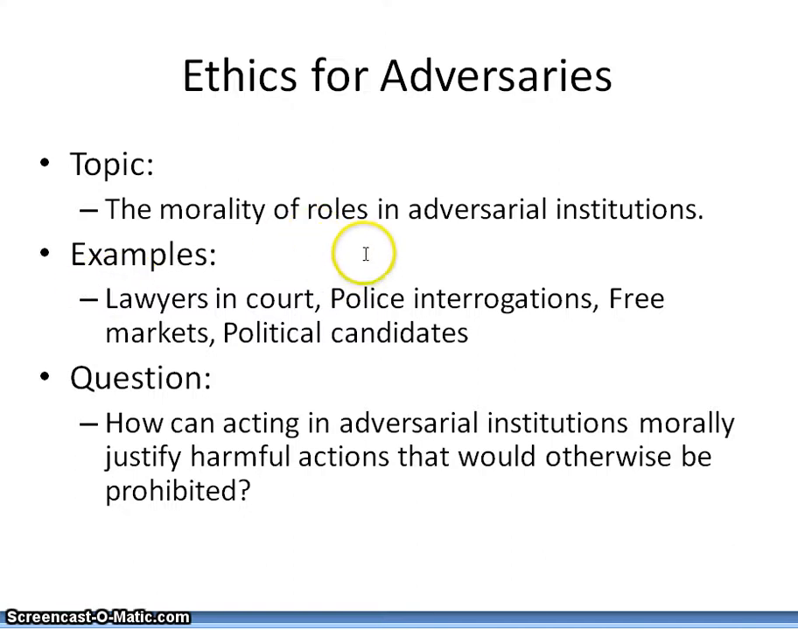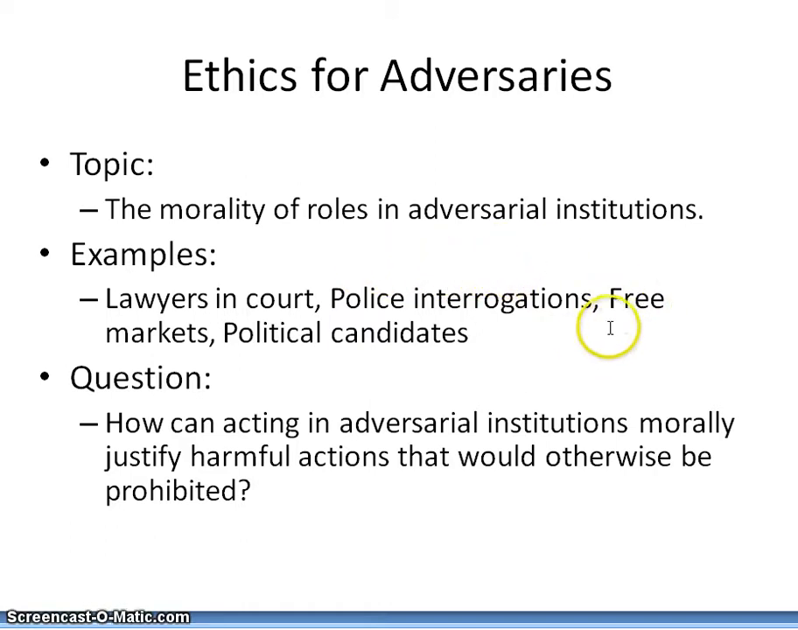Police interrogations, another example. They have a person, they're questioning the person. The police are allowed to lie in order to secure either a confession or just get information out of the person they're interrogating. So again, the police and the person, they have different interests. They're in an adversarial situation.